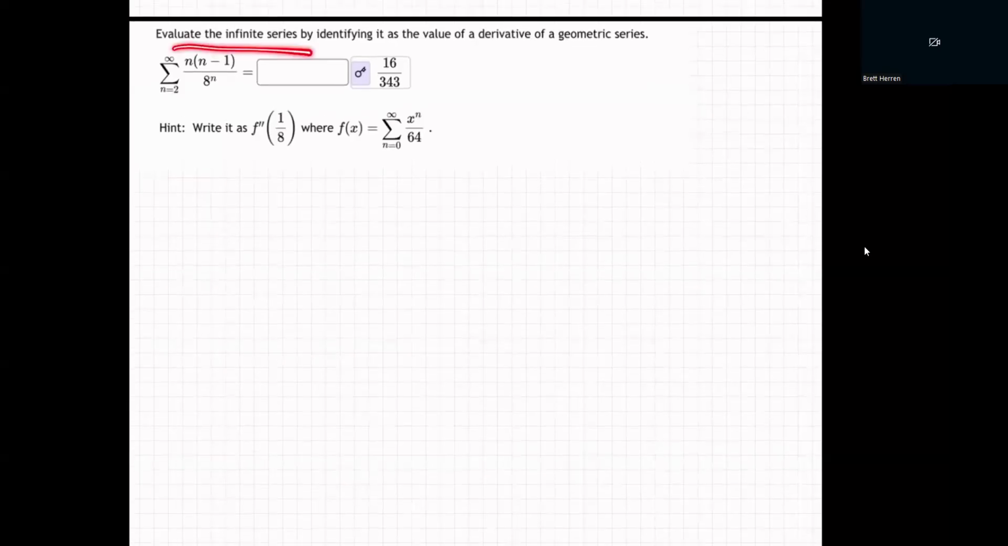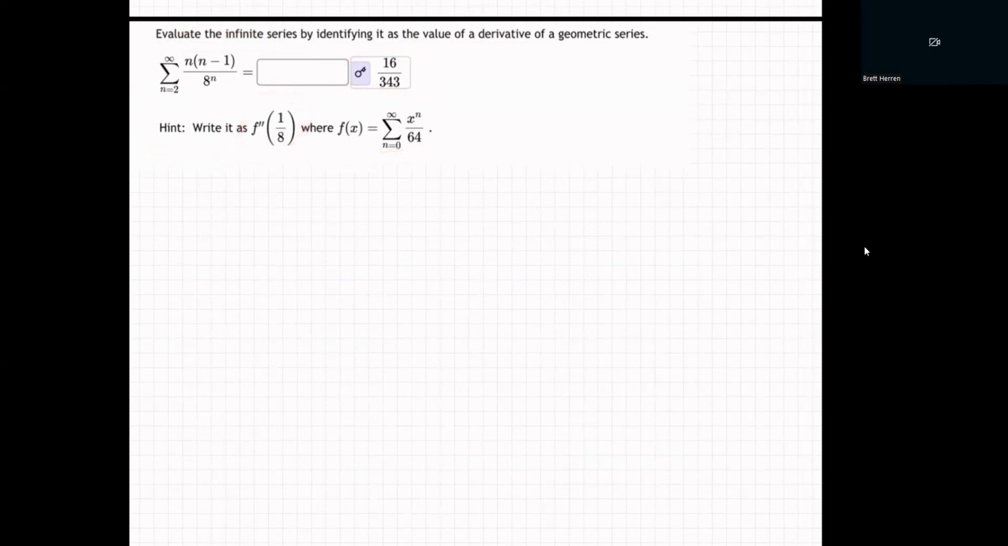Okay, so it says evaluate the infinite series by identifying it as the value of a derivative of a geometric series. It gives us this question. There's the answer, how'd they get it? Hint, here's the big hint. Write f double prime of 1/8, where f of x equals that.